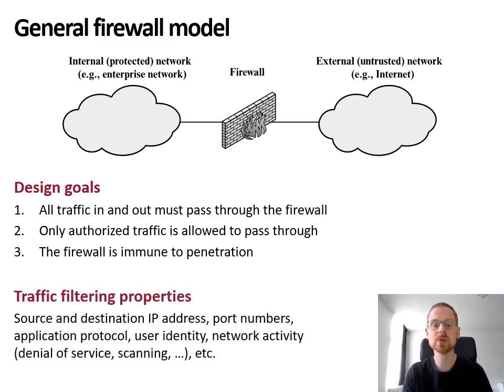And the firewall can use various properties of the traffic to decide whether or not to allow it. For example, it can look at the source or destination IP address, at the transport layer port numbers, at the application protocol that's being used, at the identity of the user, or the type of network activity. For example, it can try to detect denial of service or scanning attacks.